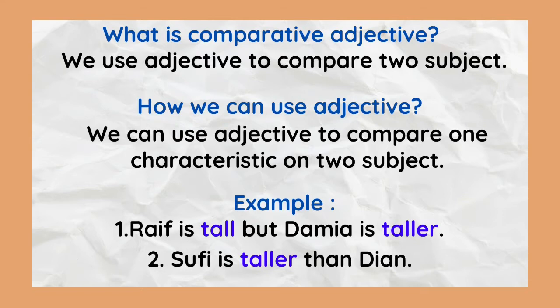How can we use adjective? We can use adjective to compare one characteristic on two subject. Membanding satu ciri atau satu sifat pada dua subjek. For example, number 1, Raif is tall but Damia is taller. Look at number 2, Sufi is taller than Dian.